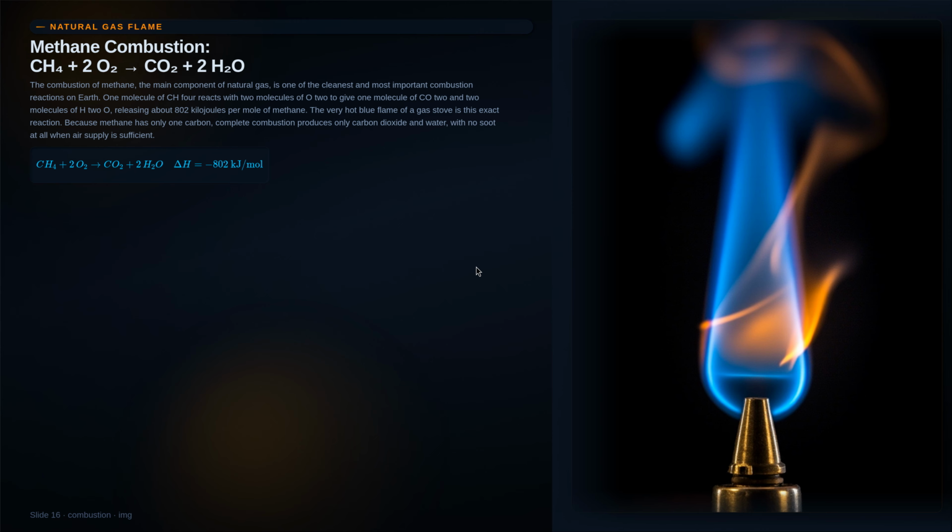The blue cone in the center of the flame is where combustion is most efficient, while the outer envelope has a lower temperature. Propane combustion in a gas grill follows the same pattern. C3H8 plus 5O2 yields 3CO2 plus 4H2O, releasing about 2,000 kilojoules per mole of propane to cook your food.